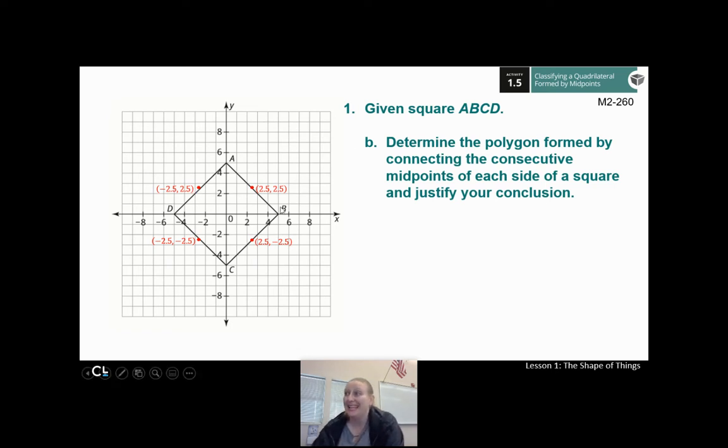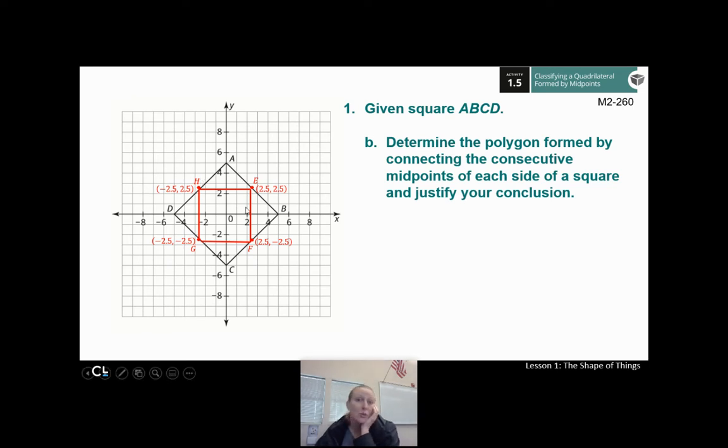So first thing I did is I connected it. The next thing I did, in order to make it easier to work with, is I named these points. So I called this E, I called this F, I called this G, and I called this H. You didn't have to do that, but it was going to be easier for me to find all the things.